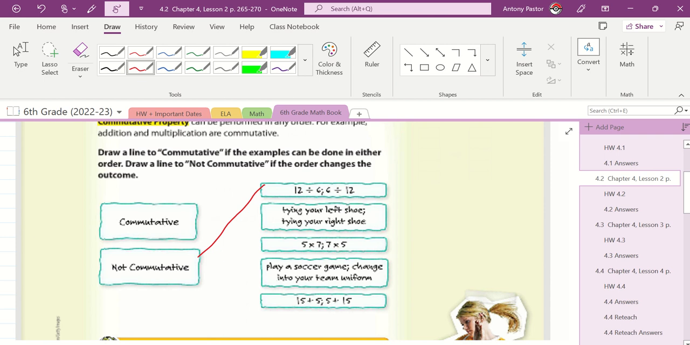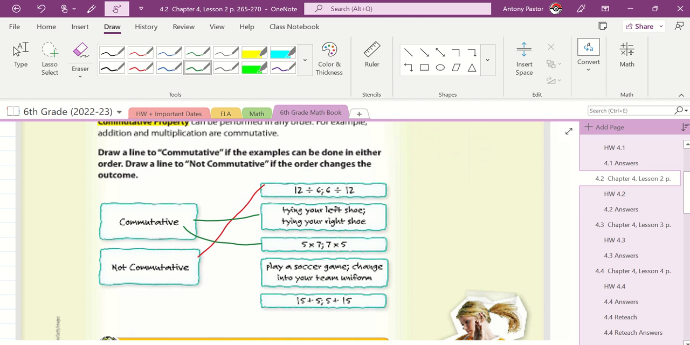Tying your left shoe, tying your right shoe. Commutative. It doesn't matter which shoe you tie first, both shoes will be tied by the time you're done, so the order does not matter. 5 times 7, 7 times 5, multiplication is always commutative. No matter which one you choose, it will equal 35.